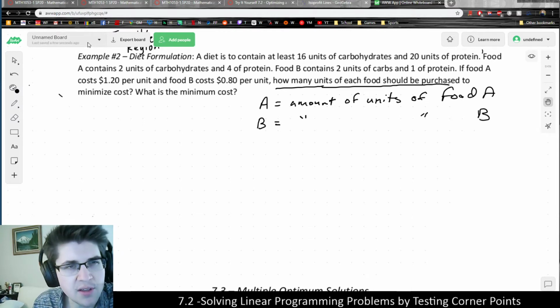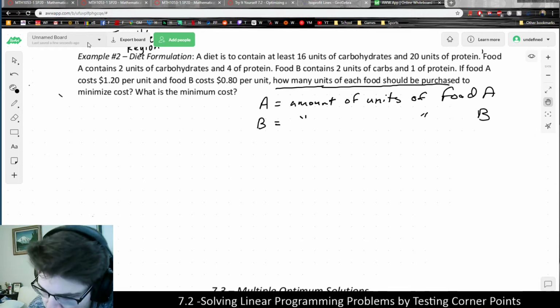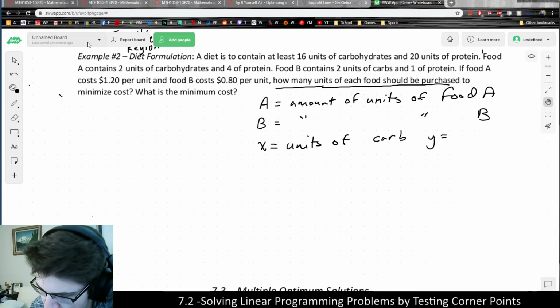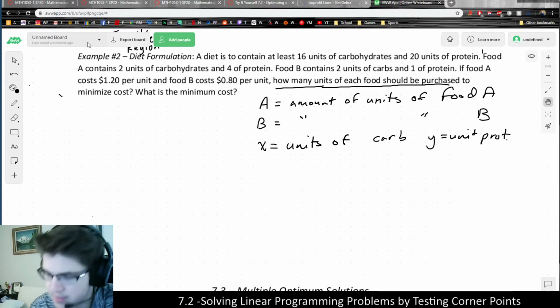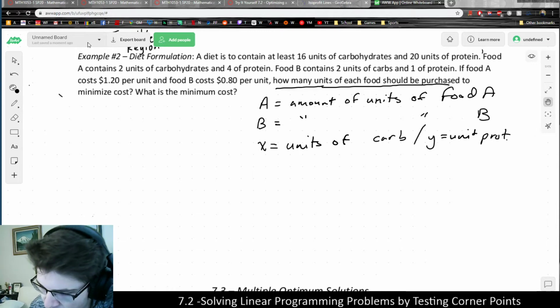But also notice there's another unknown: the amount of carbohydrates and the amount of protein that we have. So let's call X the units of carbohydrate in our diet and Y the units of protein. Those things are related to each other, but they also factor into things that we don't know. One thing that we know is that X has to be greater than or equal to 16, and Y has to be greater than or equal to 20.